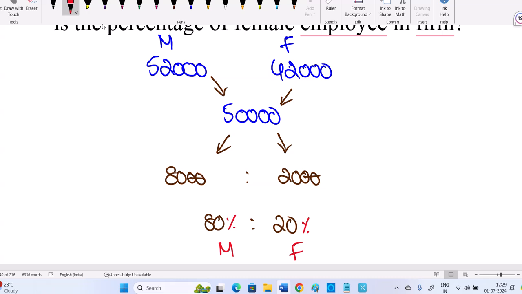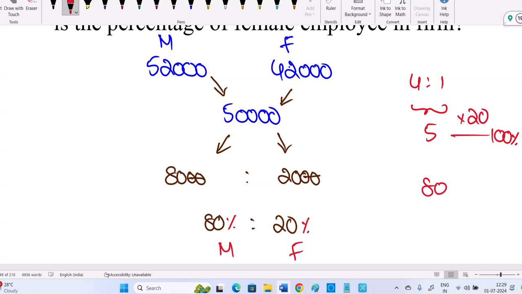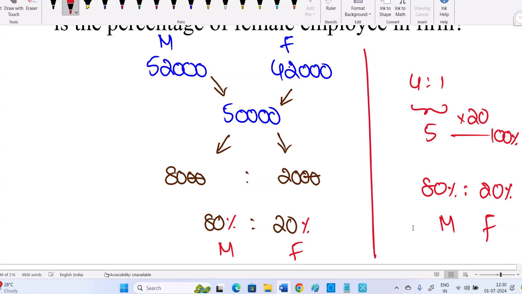If it is 4 is to 1, then again I need to convert that into percentage. People will claim this is 4 is to 1 sir. Then 4 plus 1 is 5. I want 100. 5 mapping to 100 is into 20. 5 into 20, 80 percentage is male. 1 into 20, 20 percentage is female. Female percentage in that company is this 20 percentage, male is 80.